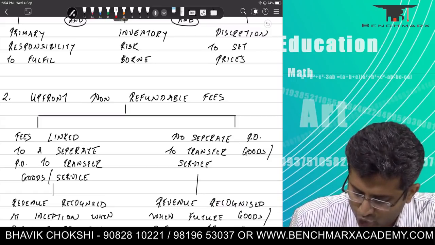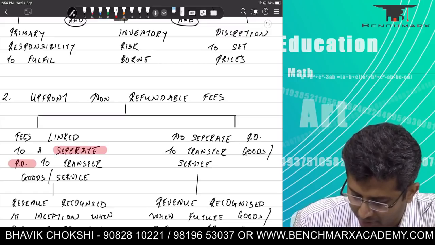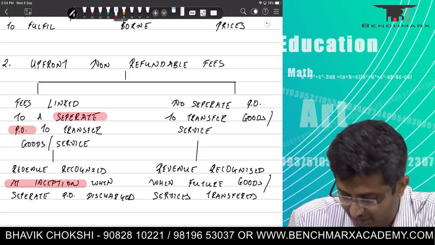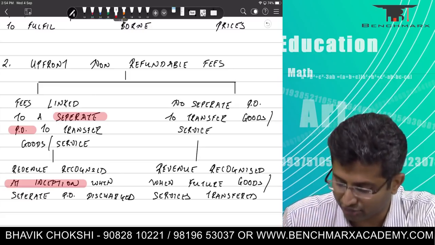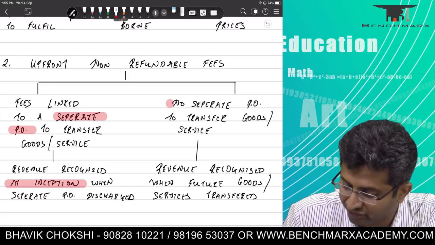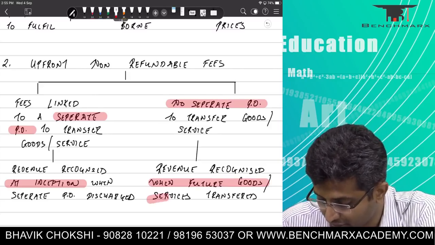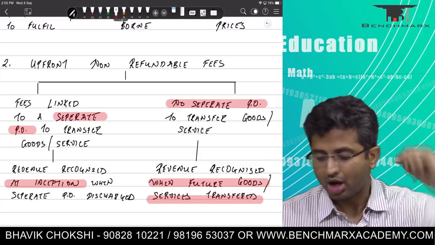So if fees are linked to a separate performance obligation to transfer goods and services, revenue recognition happens at inception when the performance obligation is discharged. If there's no separate performance obligation, then revenue will be recognized when future goods and services are actually transferred.